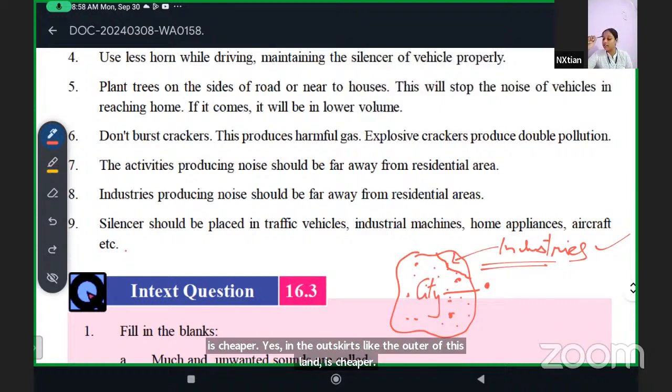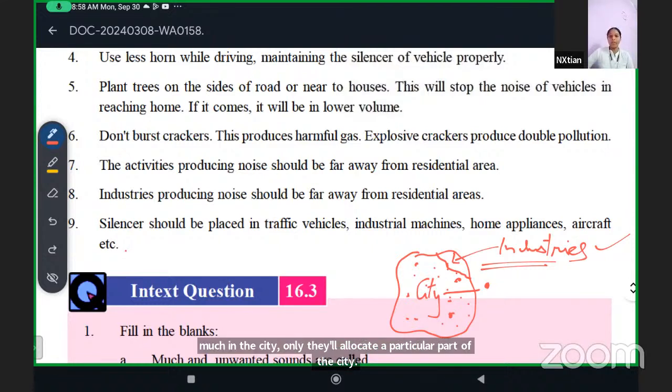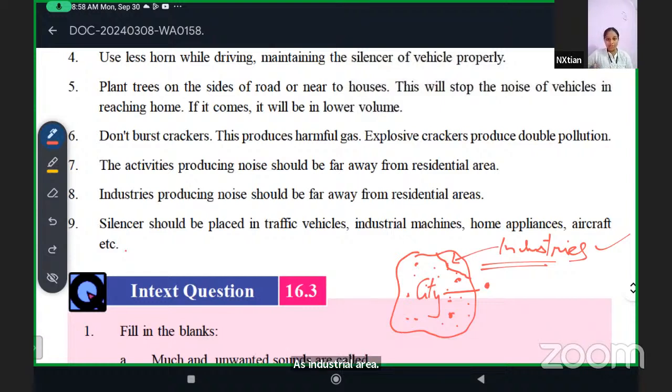And if the city is too big and there is a lot of distance from the main city to the outskirts, then within the city only they'll allocate a particular part of the city as the industrial area. Otherwise, it will be on the outskirts. If it is a small city, it will be on the outskirts of that city. So that is how it is decided.